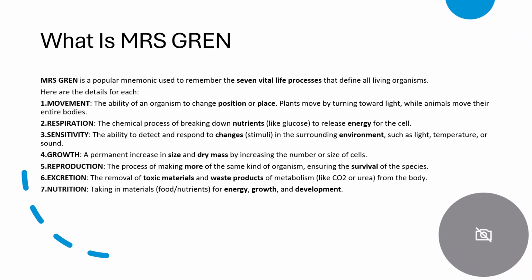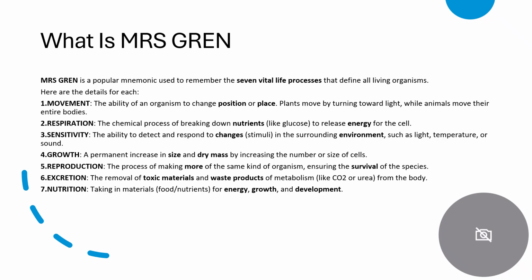Movement, the ability of an organism to change position or place. Plants move by turning toward light, while animals move their entire bodies. Respiration, the chemical process of breaking down nutrients like glucose to release energy for the cell. Sensitivity, the ability to detect and respond to changes, stimuli, in the surrounding environment, such as light, temperature, or sound.